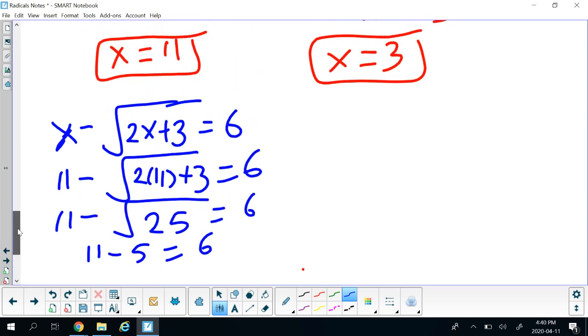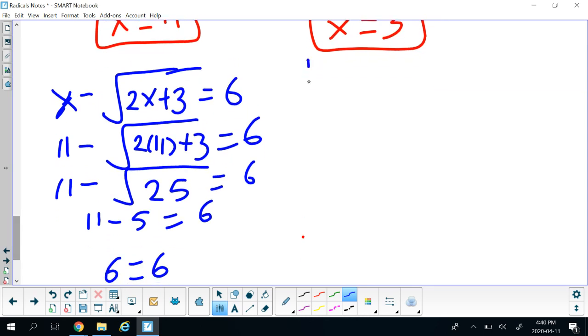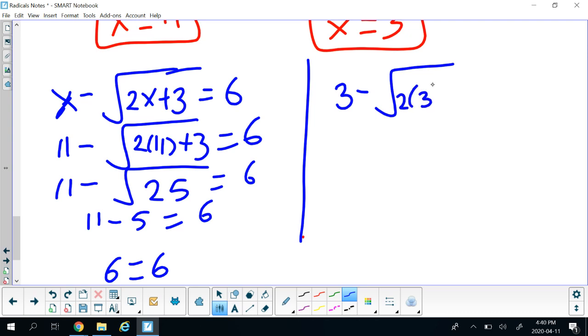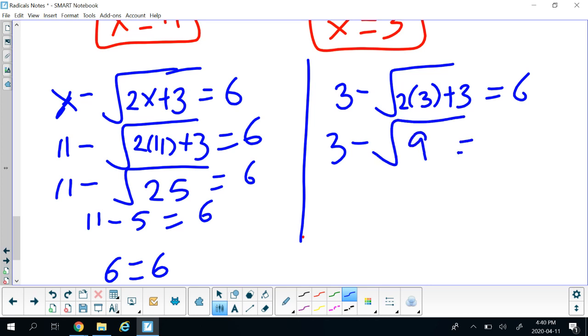Now let's see if x equal to 3 is also a solution. Let's verify this if it is true. Again, plug x equal to 3 in our original equation. 3 times 2 is 6. 6 plus 3 is 9. Square root of 9 is 3.